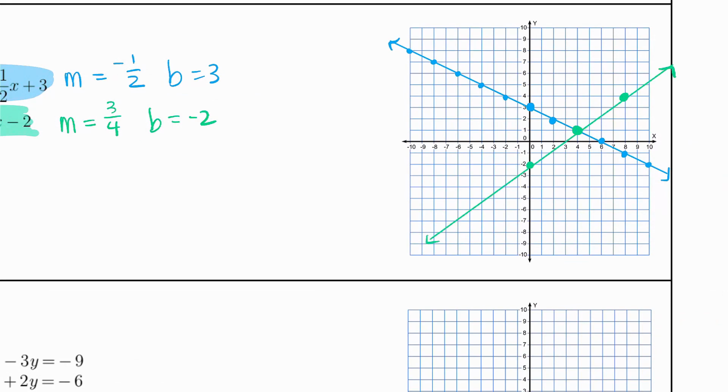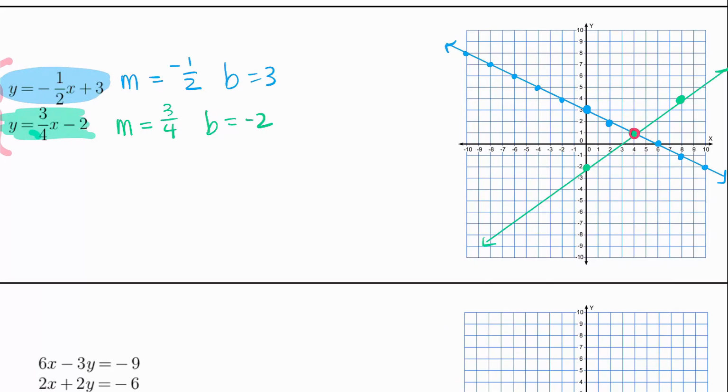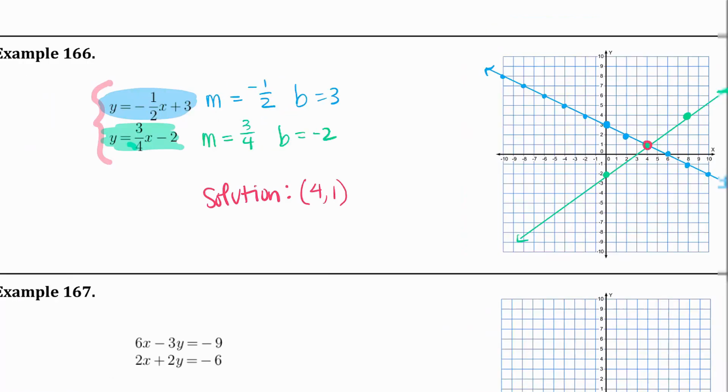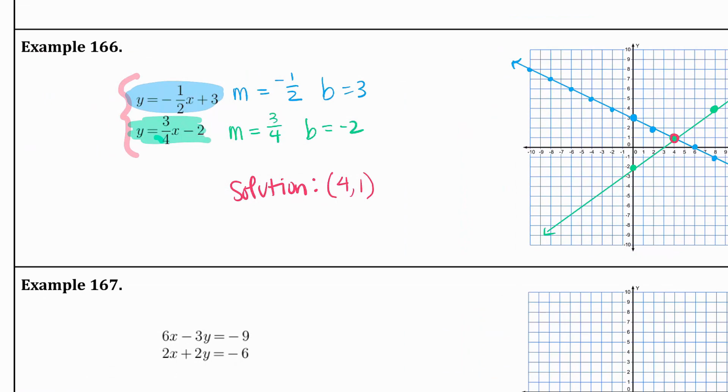And then our solution is the point that makes both equations true, the point of intersection. So we've got one point of intersection, we've got one solution, and that solution is the ordered pair (4, 1), positive 4, positive 1. If we wanted to check this, we could plug this point into both equations and just make sure it makes it true. But we can see it on our graph. That's where they cross. That's our intersection, so that's our solution.